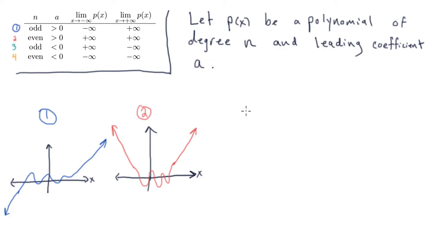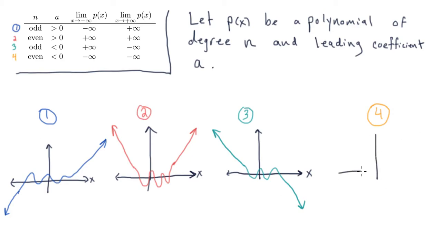Okay, so let's look at the third case. So the third case is similar to the first case, except the leading coefficient is negative instead of positive. So this is just going to switch both of the end behaviors. So now, as x goes to minus infinity, we'll be going off to infinity, and then we may wiggle around some, I don't know, but as x goes to infinity, the polynomial will be going to minus infinity.